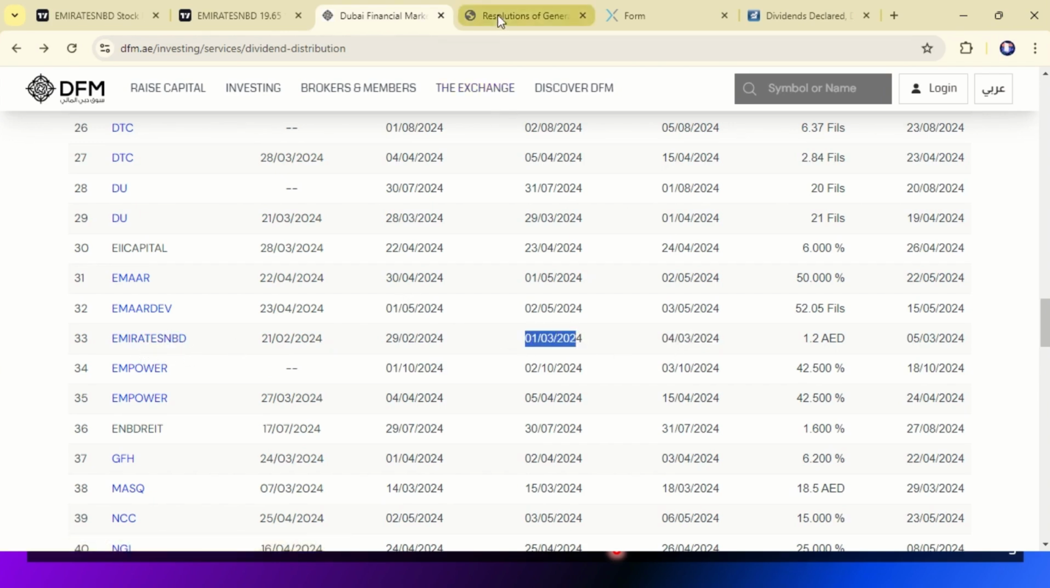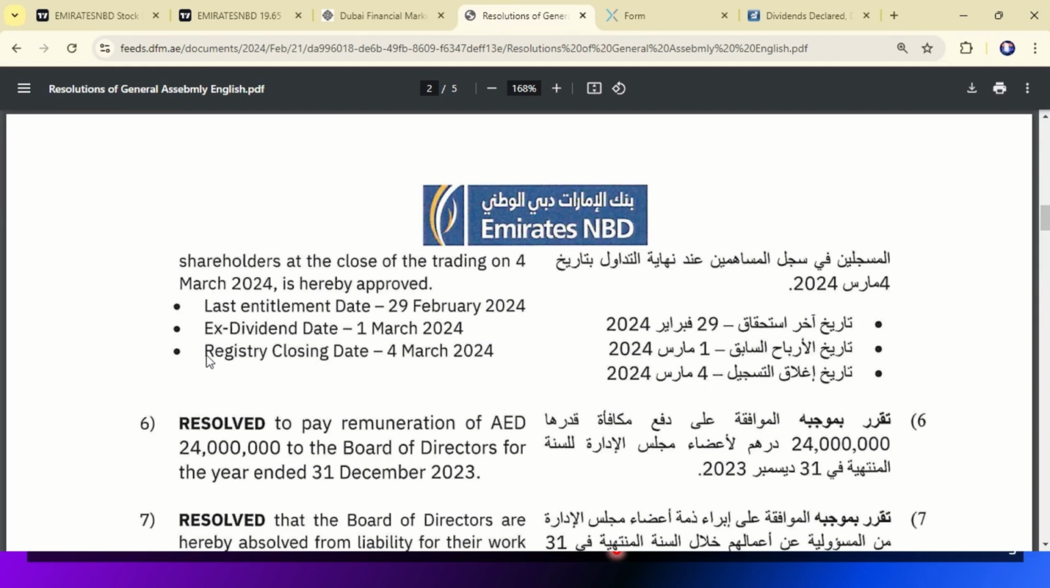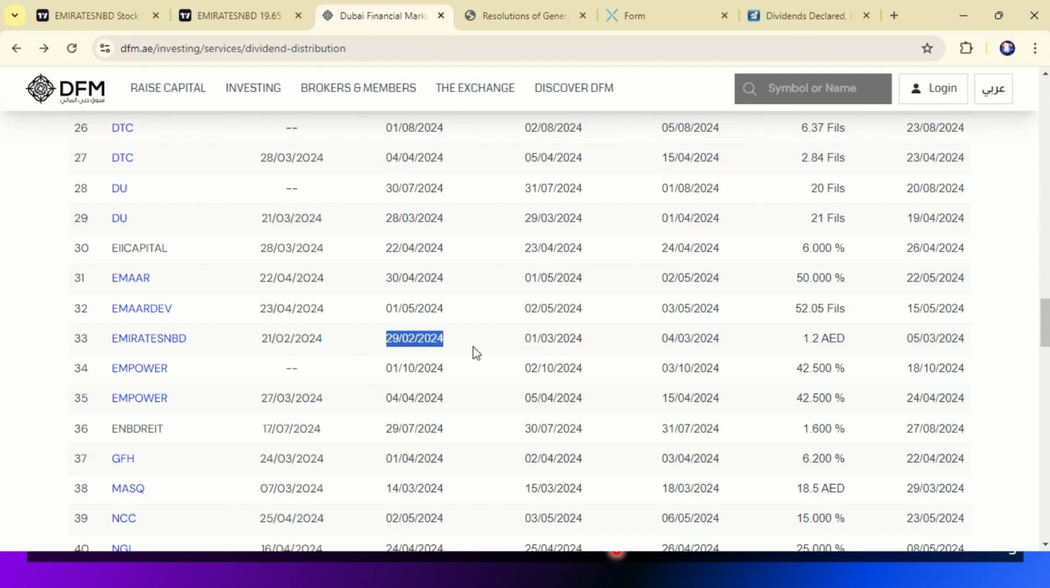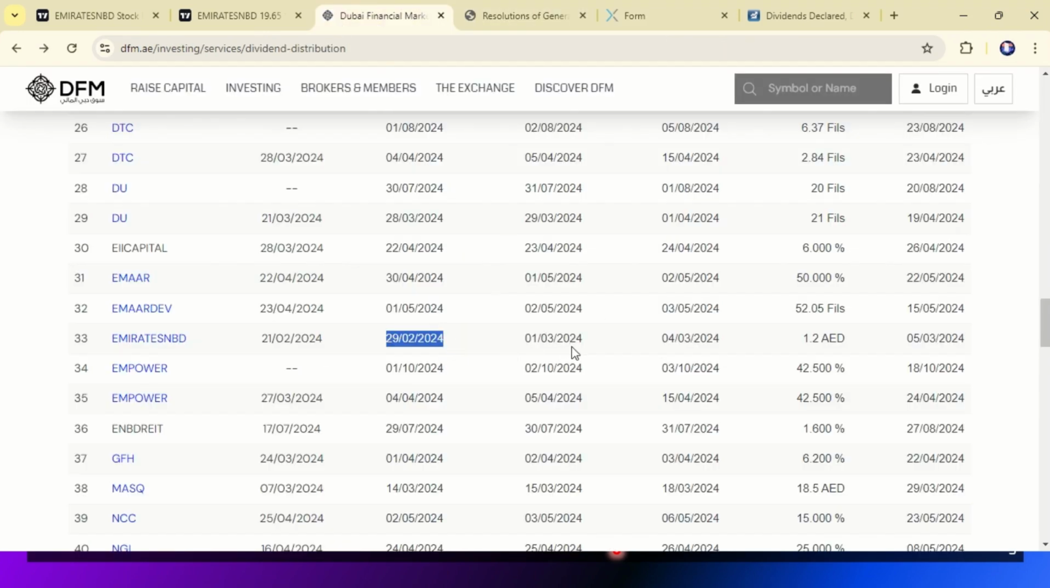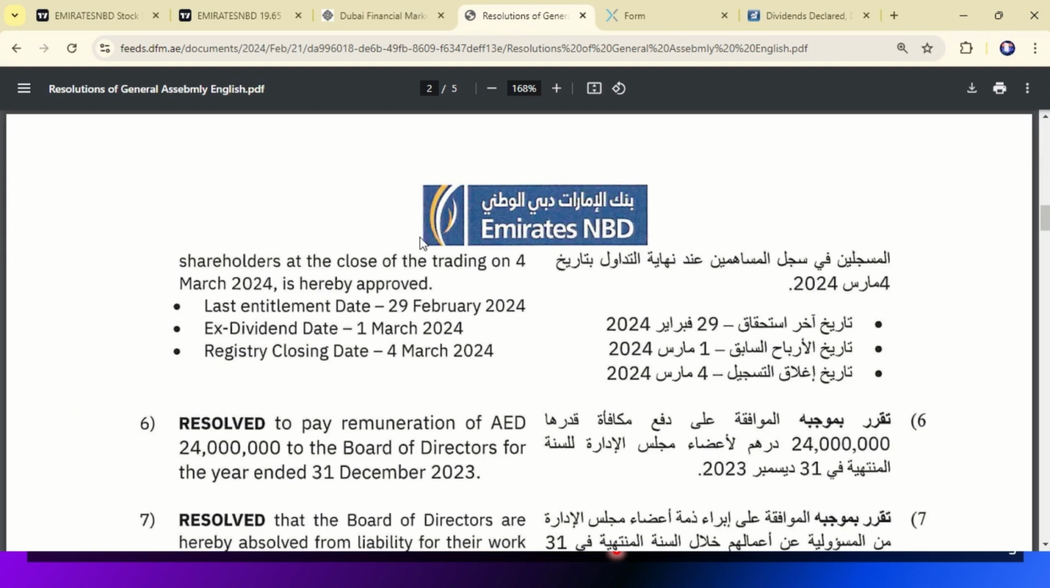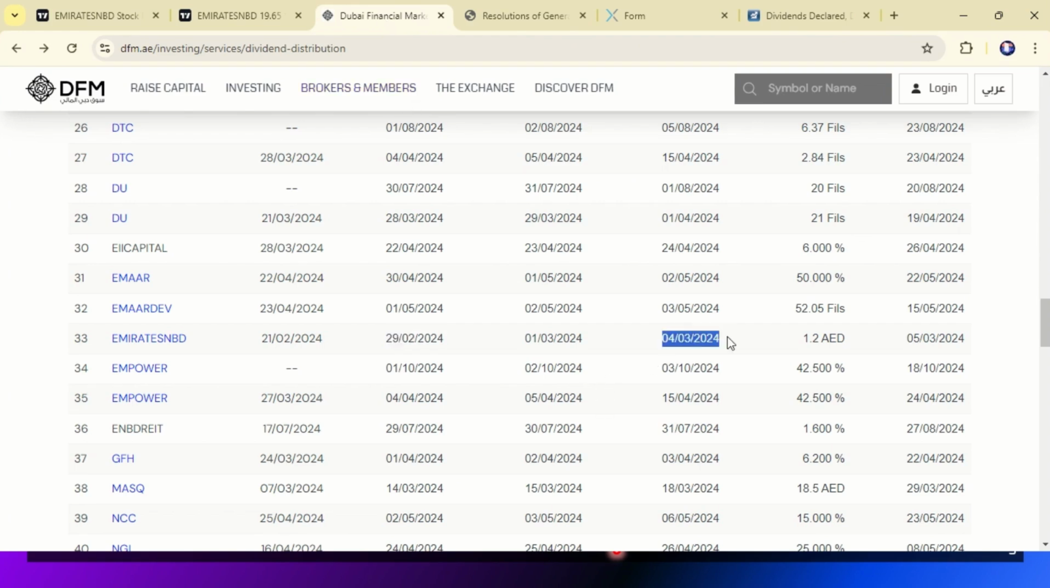While you are clicking this one, it will open like this. So see here, last entitlement date is 29 February, right? If you're looking over here, it's available, 29 February, last entitlement date. And from here, ex-dividend date is 1st March, and if you're looking here, 1st March will be the ex-dividend date. And for registry closing date, this is the registered date, that will be 4th March. So 4th March will be the registered date, the recording date. Registered date or recording date, both are the same.